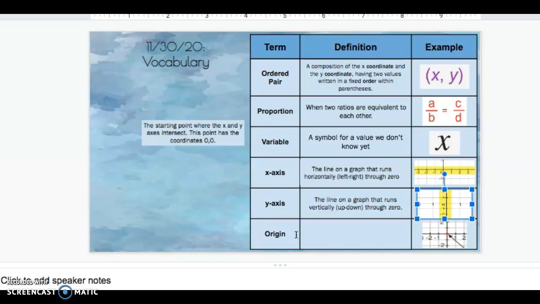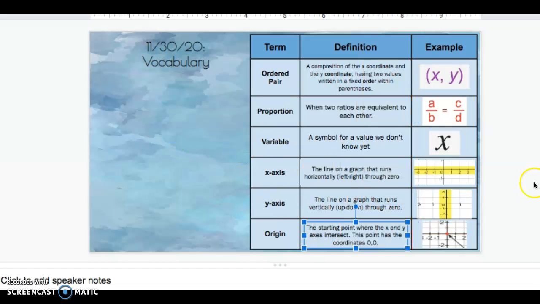The point of origin has an x axis of 0 and a y axis of 0. So it's the starting point of x and y with a 0, 0 as its ordered pair. And that's vocab for today.